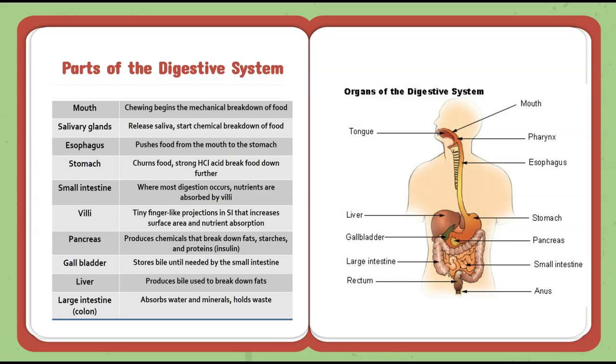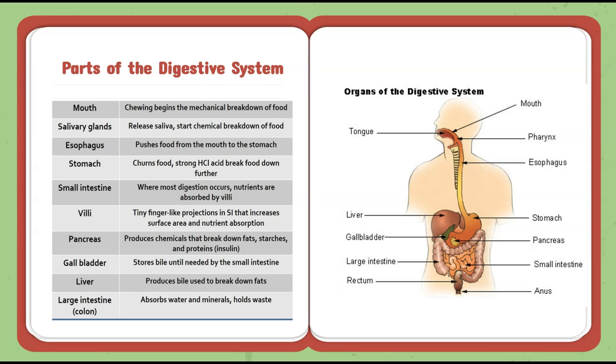What releases that saliva for that chemical breakdown are the salivary glands. This is what allows that start to the chemical breakdown of food. And they are attached to the nervous system as well, because when you smell and you see food, you'll notice that your salivary glands start to ramp up their production, and you start to get a running mouth. So there's another connection between a different organ system that the digestive system works with.